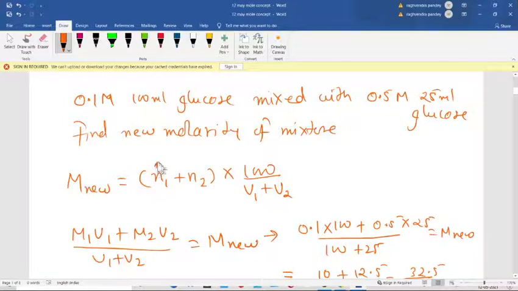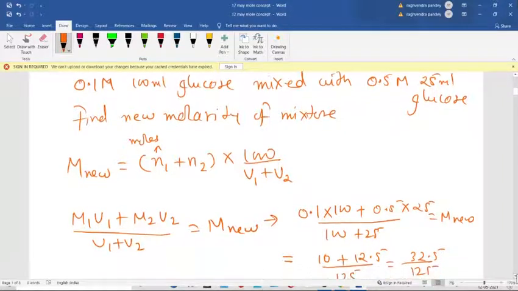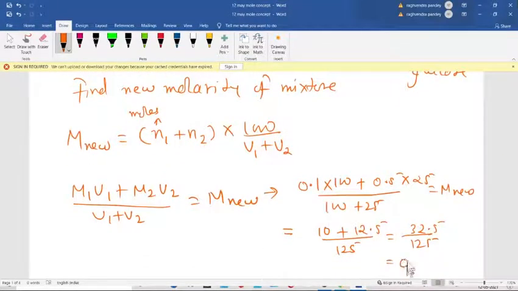These are number of moles: number of moles of first solution, and number of moles of second solution. V1, V2: V1 is 100, V2 is this one. So this will come as 0.26, 0.26 molar. That is your new molarity.